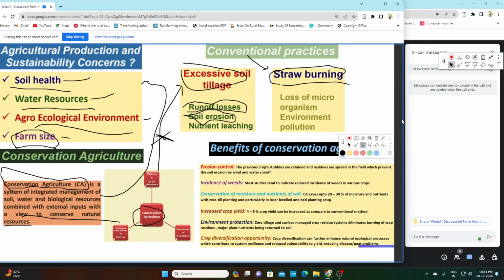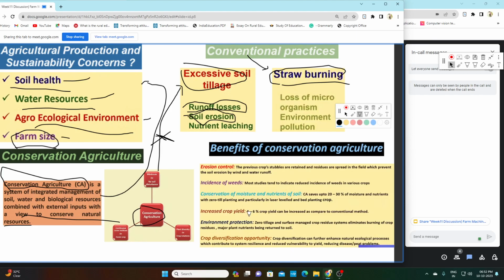Now, benefits of conservation agriculture. Already told: erosion control. Second is incidence of weeds. Most studies tend to indicate a reduced incidence of weeds in various crops whenever we are doing conservation agriculture. Third is conservation of moisture and nutrients of the soil. Fourth is increased crop yield.